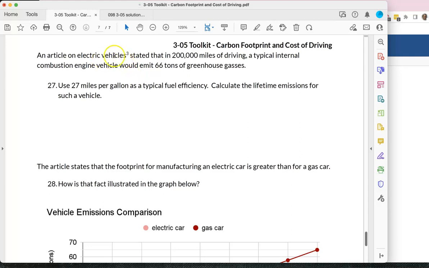An article on electric vehicles stated that in 200,000 miles of driving, which would be the typical lifespan of a car, a typical internal combustion engine vehicle, ICE, would emit 66 tons of greenhouse gases. So a normal car or a gas car is called an internal combustion engine, or ICE. And this is the emissions of that car over its lifetime, according to that article.